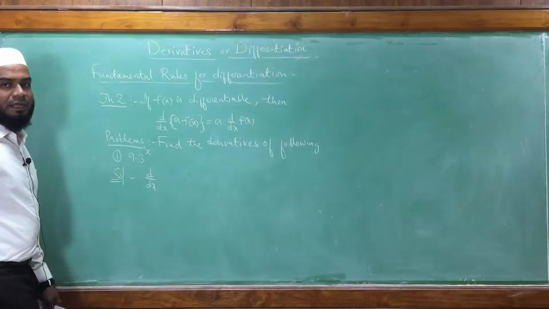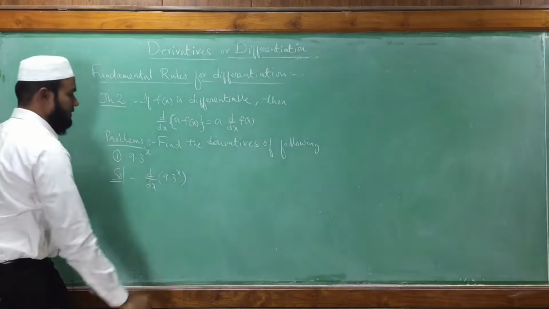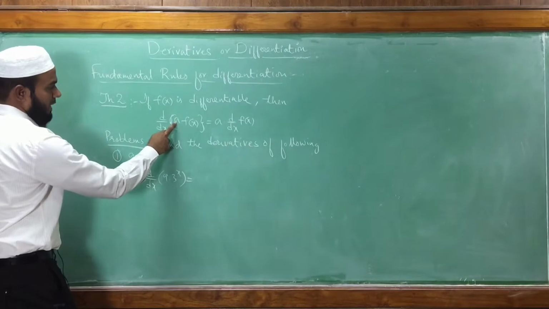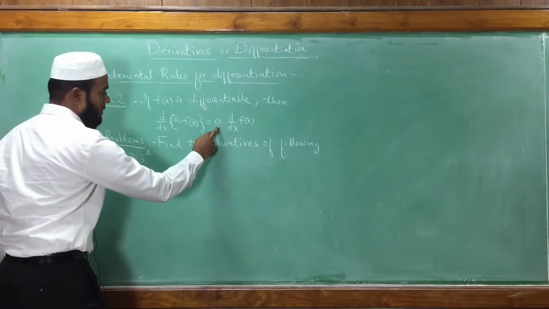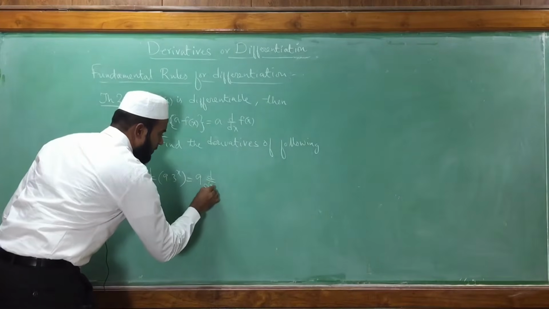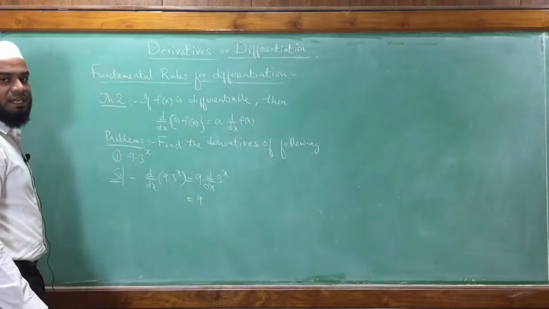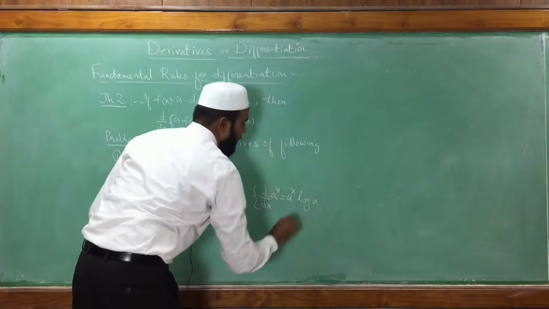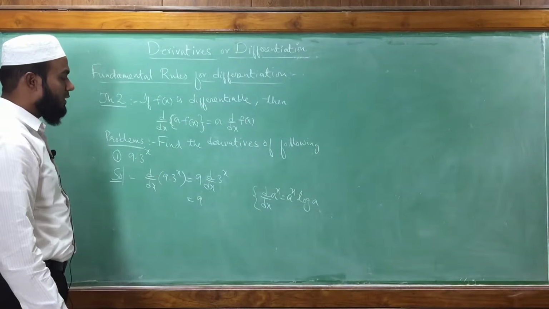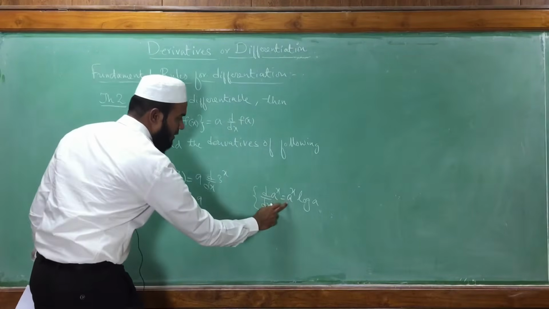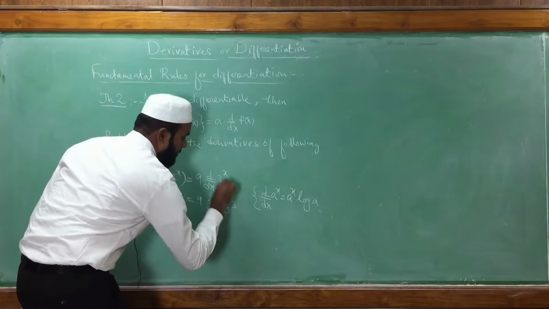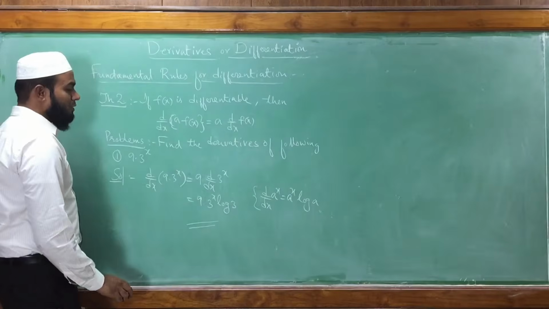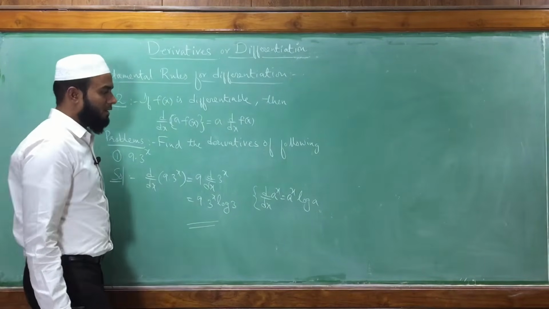d by dx of 9 into 3 power x is equal to, as we have just seen, if a constant is there and f of x is here, you can consider this in the form a into f of x, 9 into 3 power x. 9 should be taken out because of this rule. Then d by dx of 3 power x, with 9 as it is. Now we have to differentiate 3 power x. Yesterday we saw the formula d by dx of a power x is a power x log a. In place of a we have 3, so it is 3 power x log 3. So the derivative of 9 into 3 power x is 9 into 3 power x log 3. Here we have used the a into f of x rule, right? Next we will see one more problem.